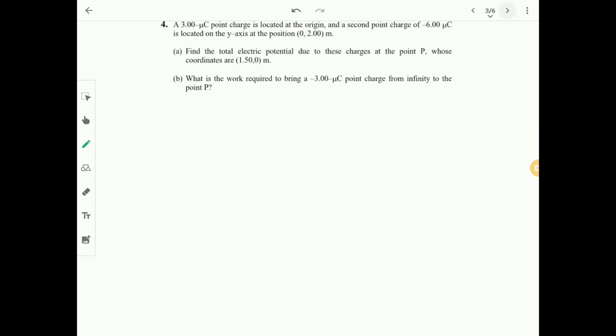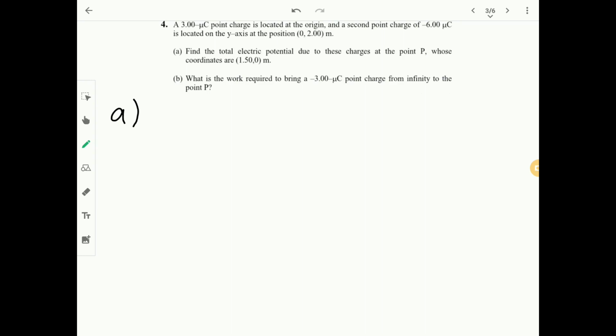Let's move on to question 4 now. A 3 microcoulomb point charge is located at the origin, and a second point charge of minus 6 microcoulombs is located on the y-axis at the position 0 and 2 meters. A says find the total electric potential due to these charges at point P, whose coordinates are 1.5 and 0 meters. So I'll give you guys a few seconds. You guys can solve parts A and B, and then we'll check.